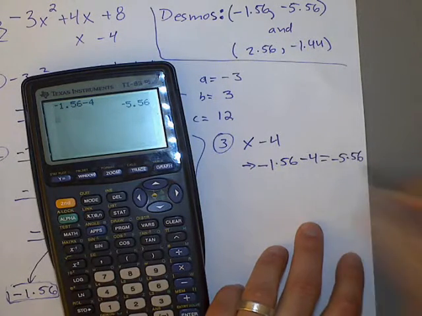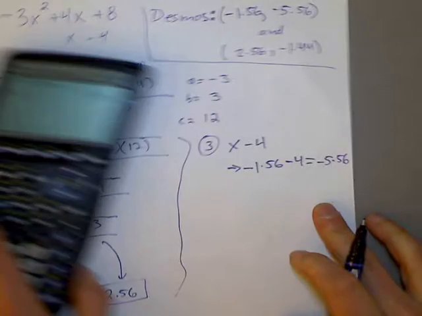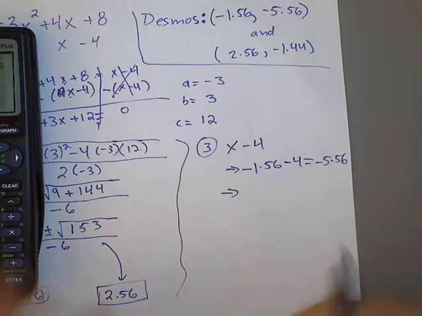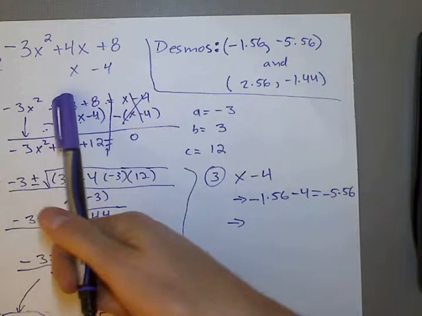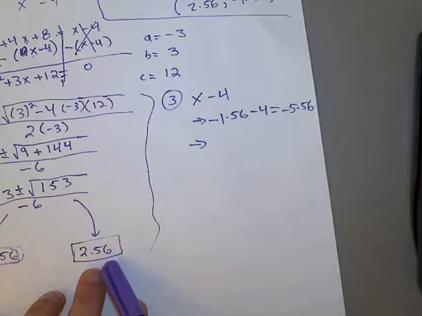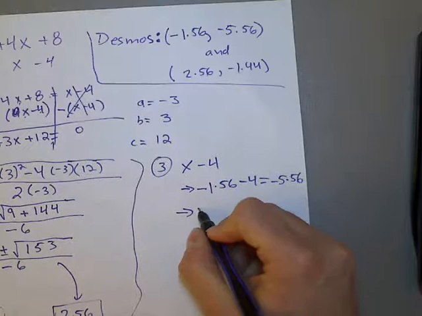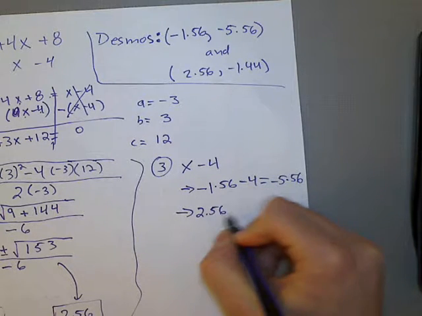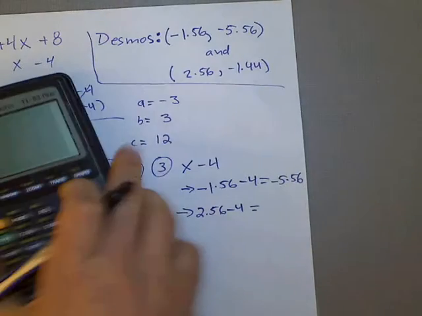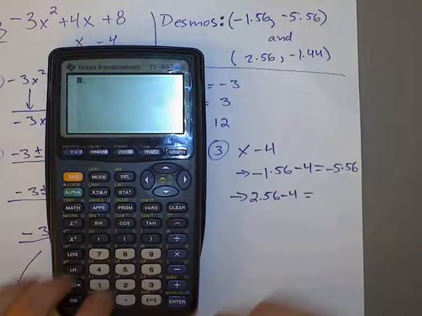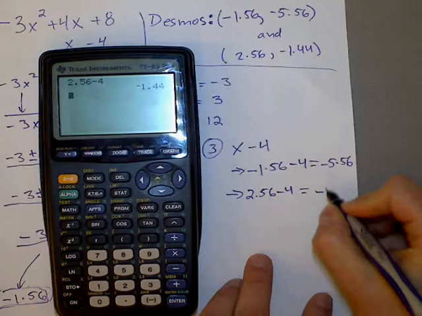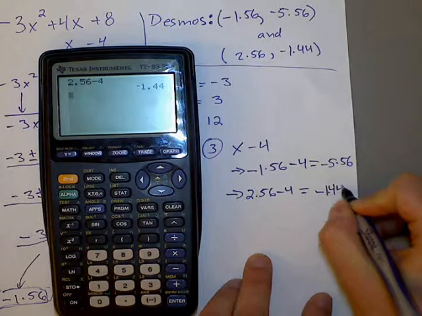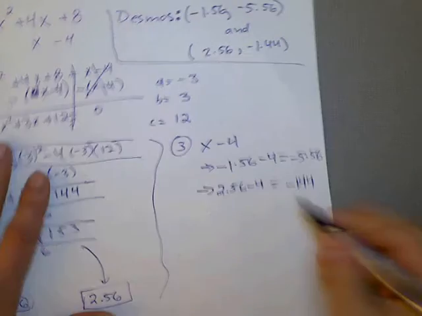And then the other answer is going to be the same, but we're going to put in 2.56 for x. So it'll look like this, 2.56 minus 4. And let's put that into the calculator, 2.56 minus 4. That gives us negative 1.44.